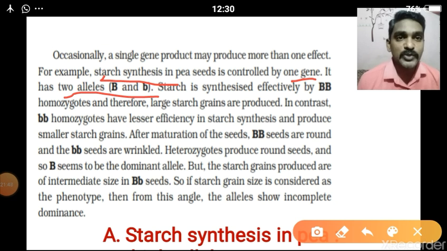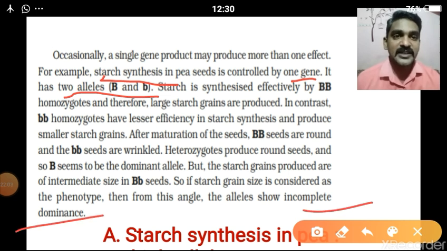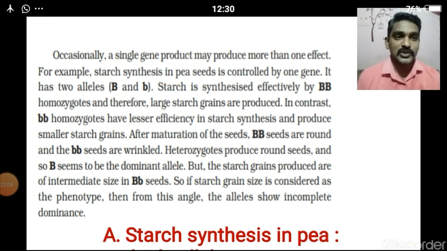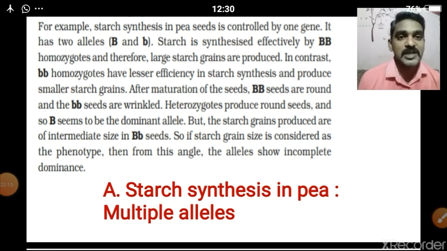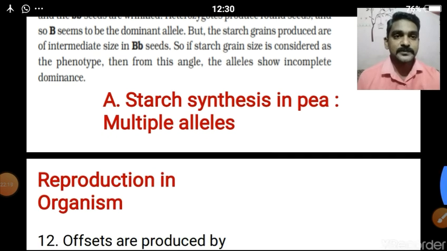In the case of blood groups, you have A, B and O, IA, IB and IO. Three alleles, so that is called multiple allelism. Whereas in this case you have only two alleles, so it is not called multiple alleles. Moreover, it shows incomplete dominance. So this is the wrong option. If it had more than two alleles, we could say it is multiple alleles. In this case it doesn't, so this is the wrong option.